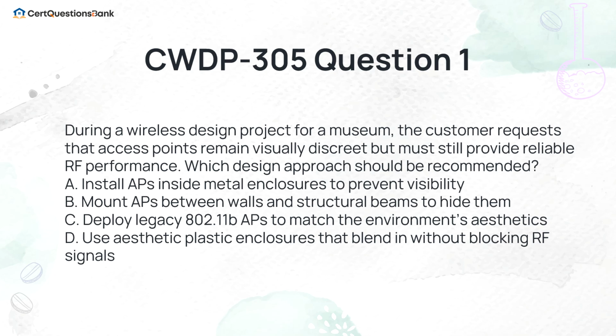During a wireless design project for a museum, the customer requests that access points remain visually discreet but must still provide reliable RF performance. Which design approach should be recommended? A. Install APs inside metal enclosures to prevent visibility. B. Mount APs between walls and structural beams to hide them. C. Deploy legacy 802.11b APs to match the environment's aesthetics. D. Use aesthetic plastic enclosures that blend in without blocking RF signals.